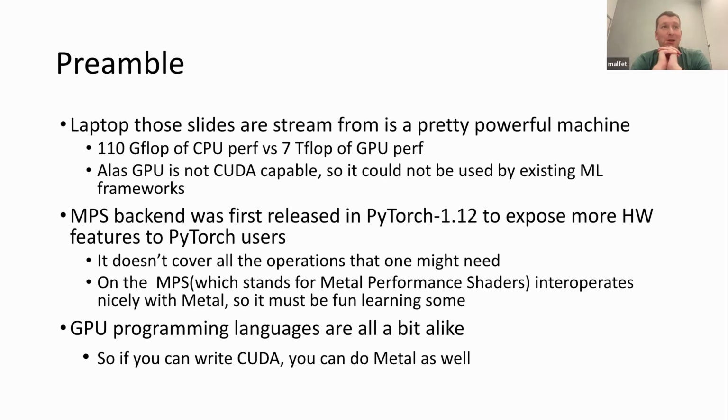Again, a little bit of history. The MPS backend was first released in PyTorch 1.12 to expose more hardware features. Unfortunately, it doesn't cover all the operators that one might need to run the kernels, especially in the early stages. We ran into lots of situations when we wished something was working, but it wasn't. On the other hand, MPS, which stands for Metal Performance Shaders, interoperates nicely with metal. So MPS is actually nothing more than metal, well, some professionally written metal kernels, like the ones you're going to see today. So it must be fun to learn to code some. And if you know CUDA, you probably already know 75% of metal, because all GPU languages are alike.